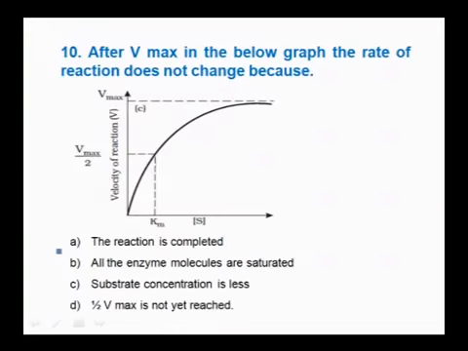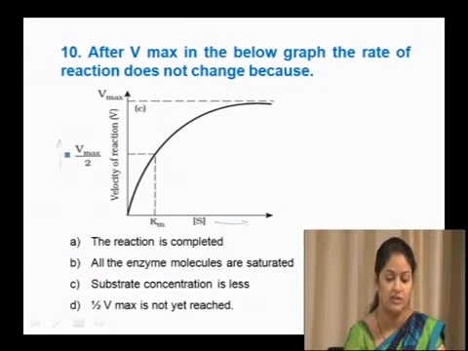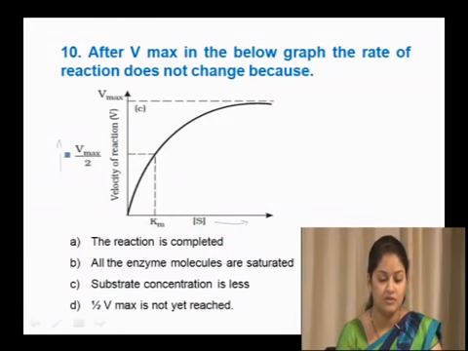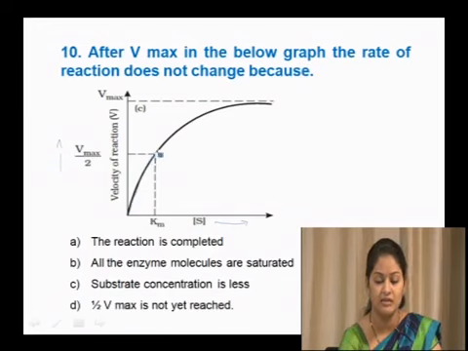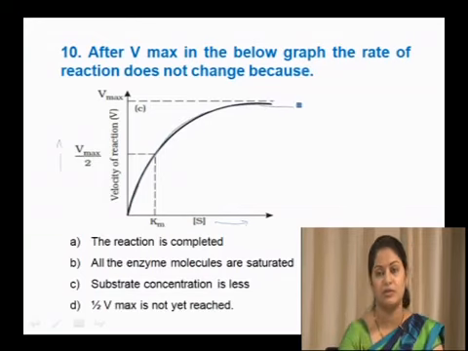Moving on to the 10th question. After Vmax in the below graph, the rate of reaction does not change. So let us understand the graph first of all. The lower axis is indicating the substrate, and on the other axis we have the velocity of reaction. When the rate of reaction is compared with the substrate, we can identify that the graph takes a leap here and comes to a stationary phase, or it becomes steady.